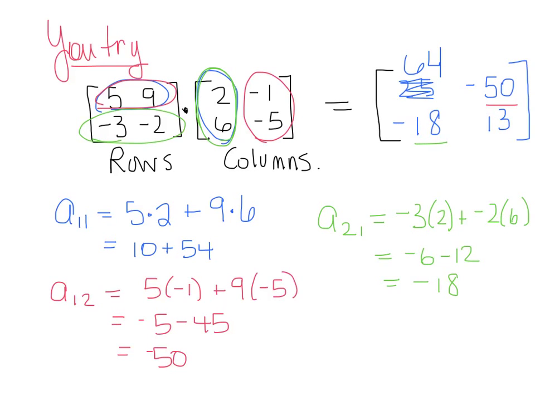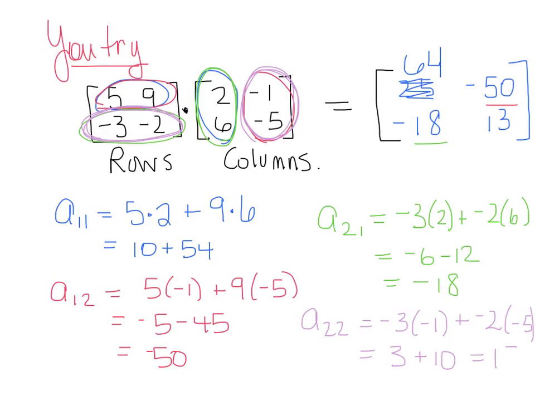And finally, let's do the last one, which of course would be A22. So the second row with the second column. Boy, is it really helpful to have the colors to really help me focus on which numbers to use when I'm doing this. Okay, let's do this purple computation. Negative 3 times a negative 1 plus a negative 2 times a negative 5. And I get 3 plus 10, and I'm getting 13 for the last one.